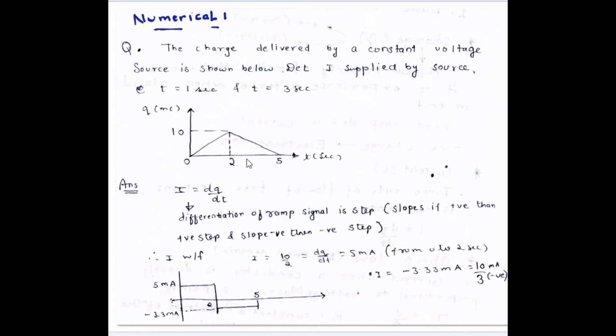So this is a simple waveform drawn. The X-axis has the time in seconds and the y-axis has the charge in millicoulombs. So in the question they are asking us to find the current at time t equal to 1 second, somewhere around here, and at time t equal to 3 seconds, somewhere around here. So let's move on to the solution.